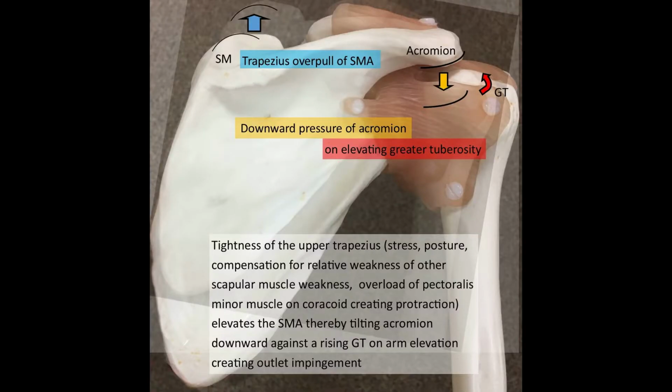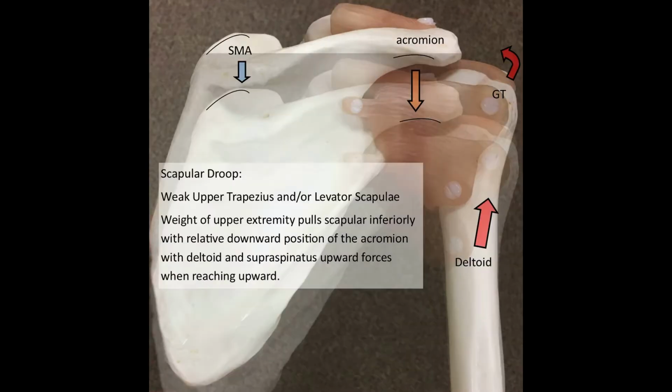In this illustration, you can see as the trapezius pulls the superior medial angle upward, the acromion necessarily has to rotate downward, which increases the potential for pressure on the greater tuberosity in the elevated position. This would result in increased pressures in the subacromial space and as well on the rotator cuff. In scapular droop, the upper trapezius or the levator scapula are deficient, resulting in a lower position of the scapula and a lower position of the acromion, again resulting in higher pressures in the subacromial space during arm elevation.